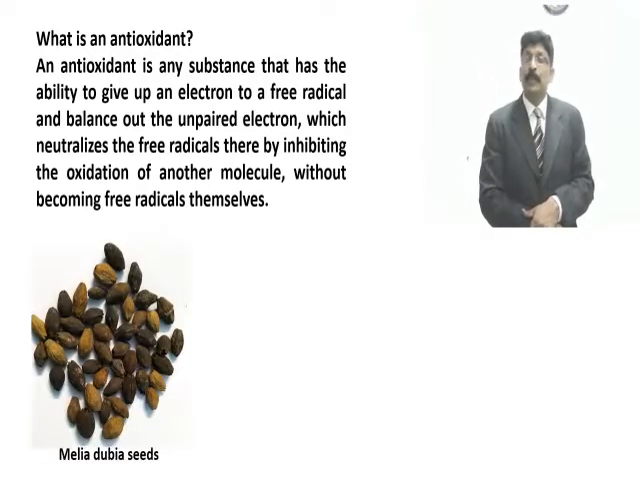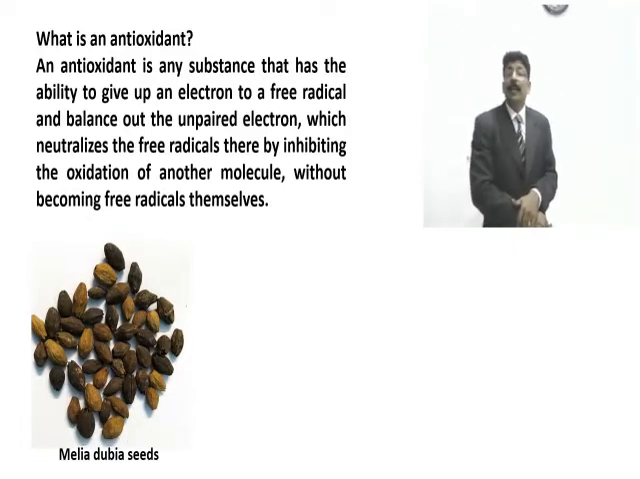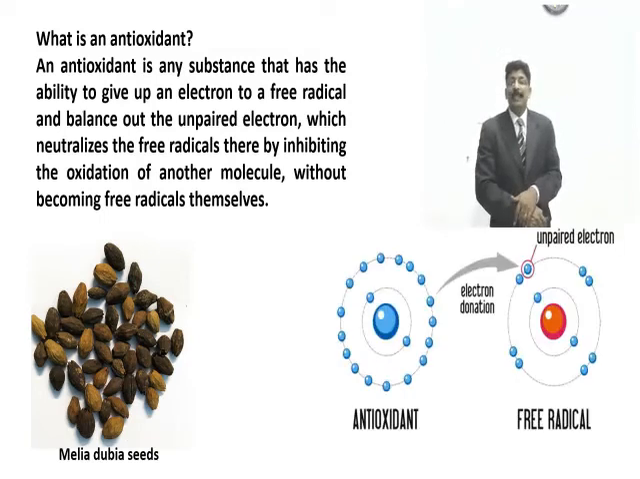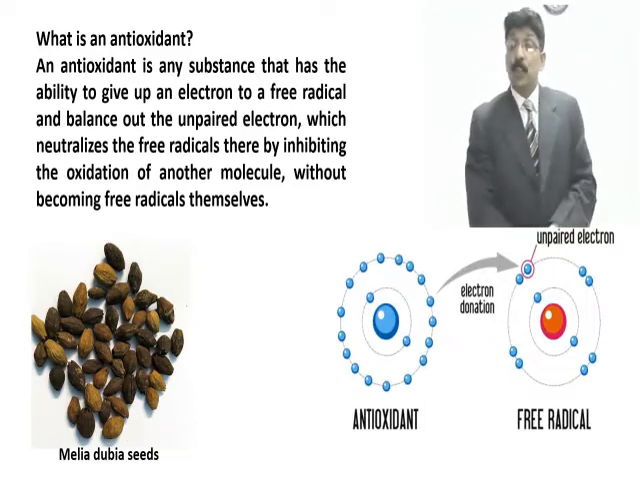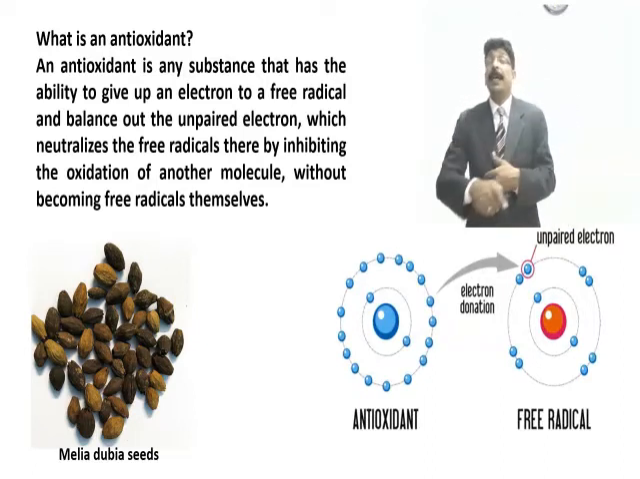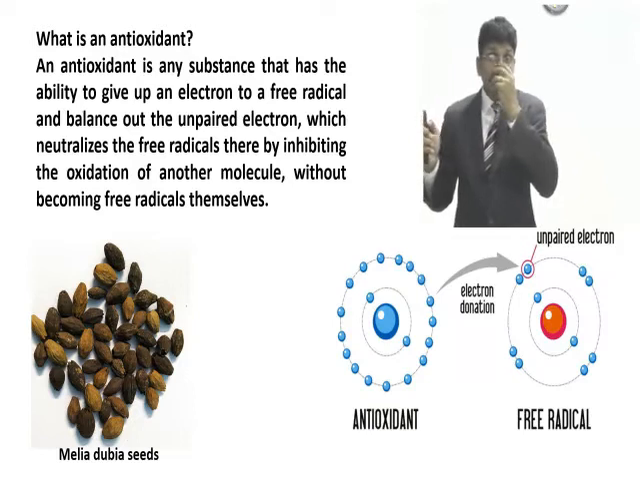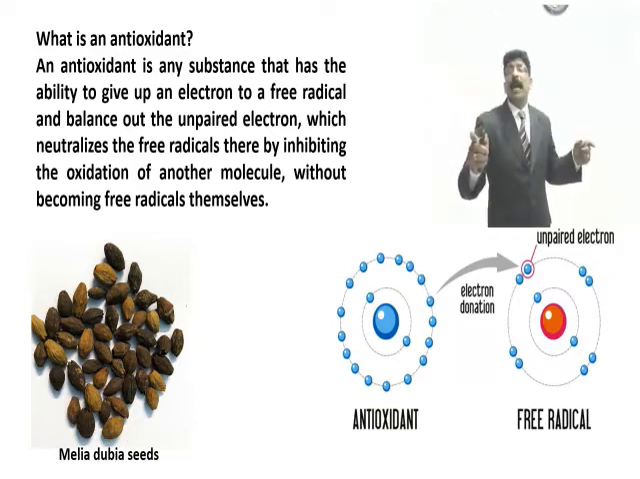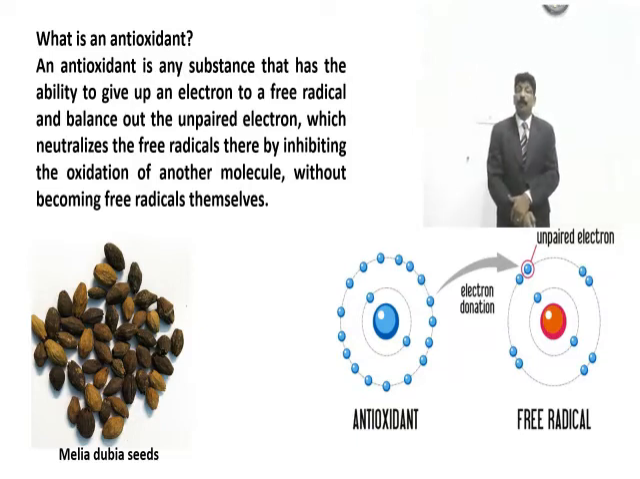This is a picture of the dried seeds of Melia dubia, and this is the picture which shows the antioxidant donating an electron to a free radical, so that the unpaired electron has been satisfied by the electron given by the antioxidant, and it acts as a reducing agent which can stop the oxidation procedure. So that's what the picture shows.